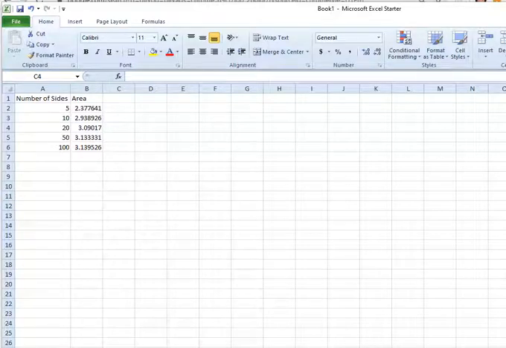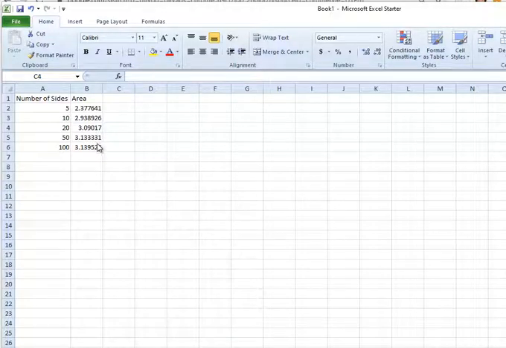So a couple quick checks. If the number of sides of the polygon is 5 with a radius of 1, the area of that polygon is going to be 2.37. If we upped it to 10 sides with a radius of 1, it would be 2.93. 20 sides, this is what you should have been getting, around 3.1.